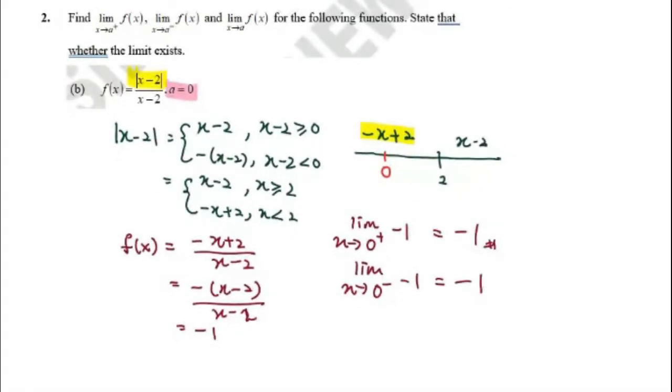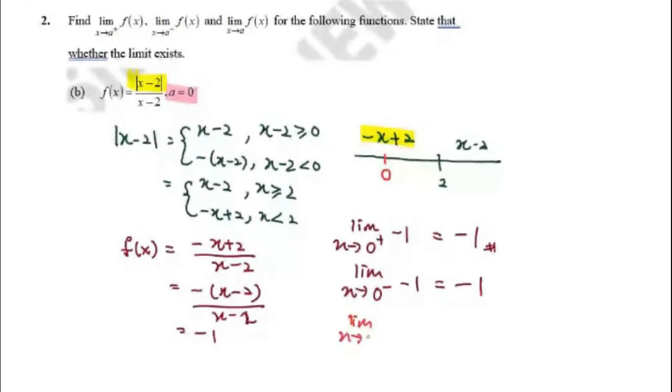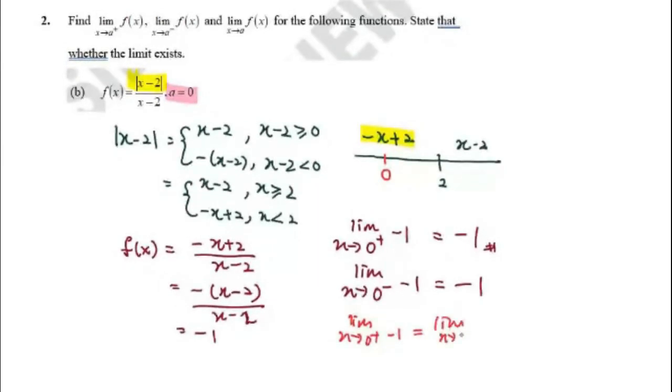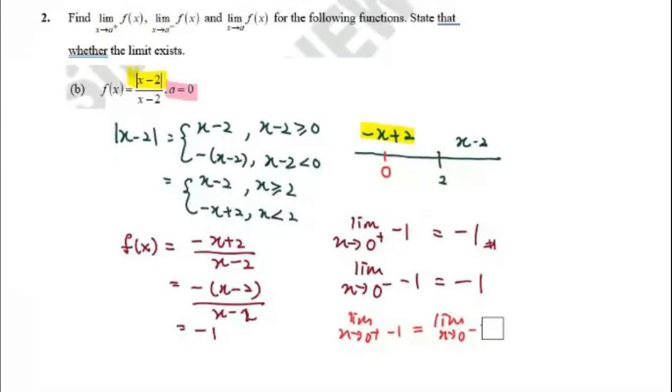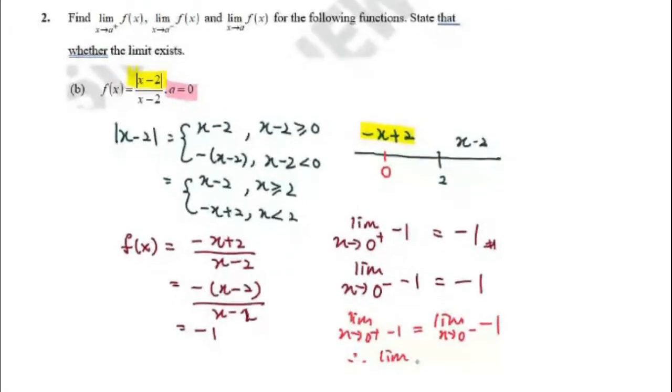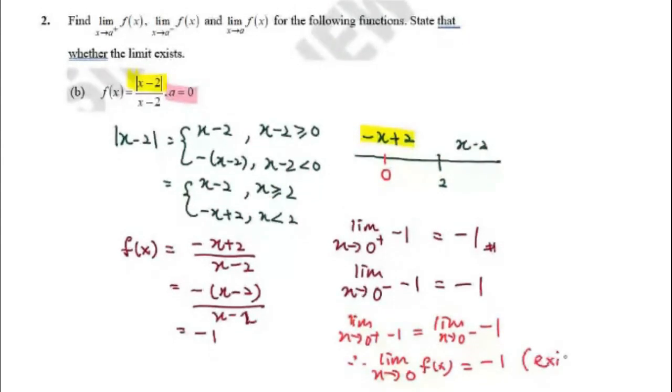Therefore, since my limit for the right hand side is equal to the limit for the left hand side, I can answer that when x approaches 0, the limit of this function will be equal to negative 1. So the limit exists.